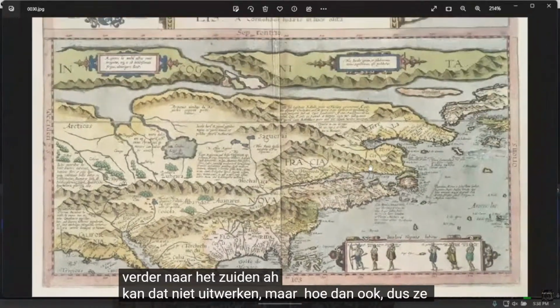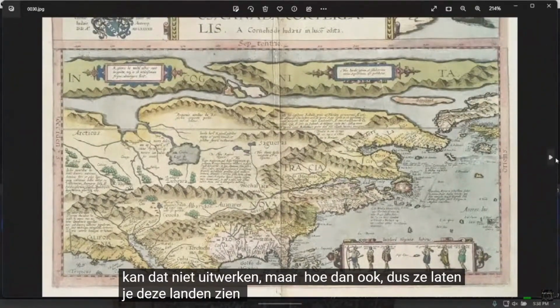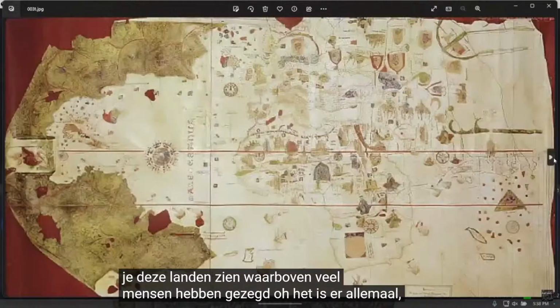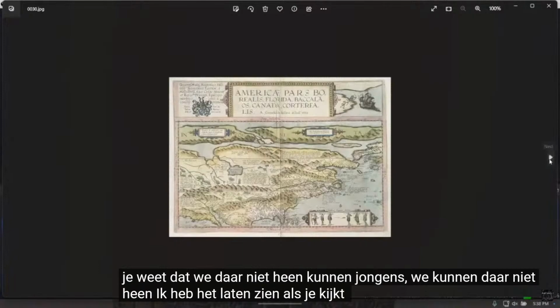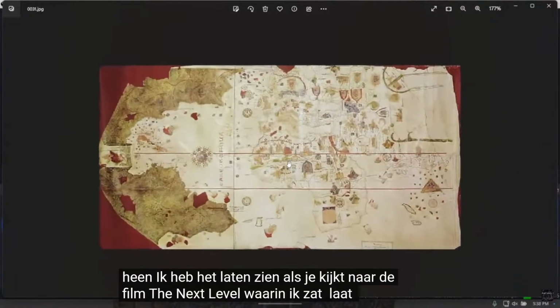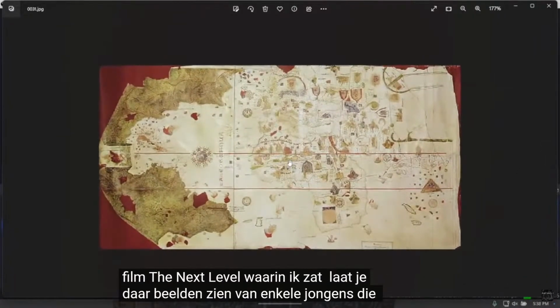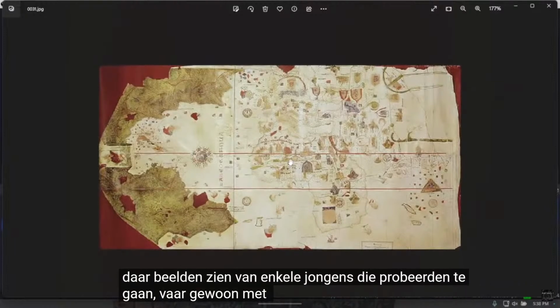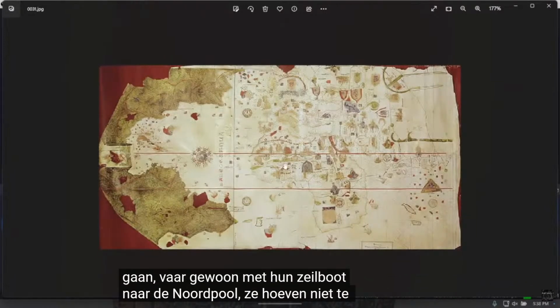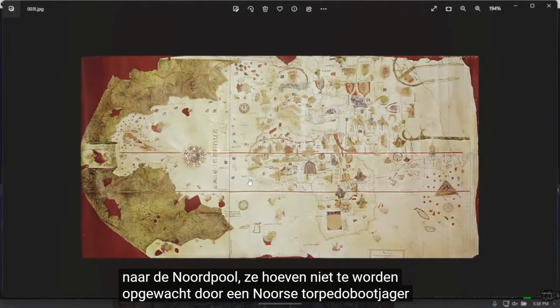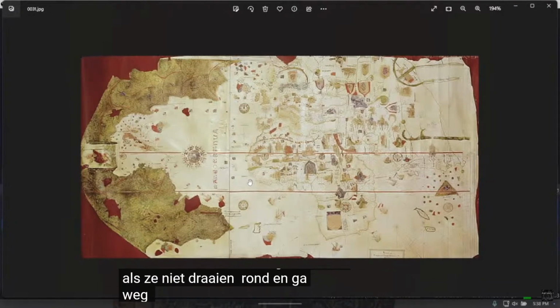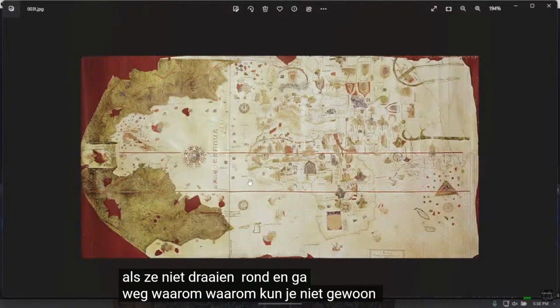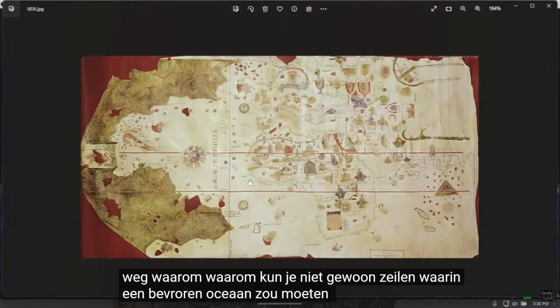But anyway, they show you these lands above, which a lot of people have said, oh, it's all there. You know, we can't go there, guys. We can't go there. If you watch the Next Level movie I was in, they show you imagery of some guys that tried to just sail in with their sailing boat to the North Pole, only to be met by a Norwegian destroyer, which threatens to blow them out of the water if they don't turn around and go away. Why? Why can't you just sail in what is supposed to be a frozen ocean?